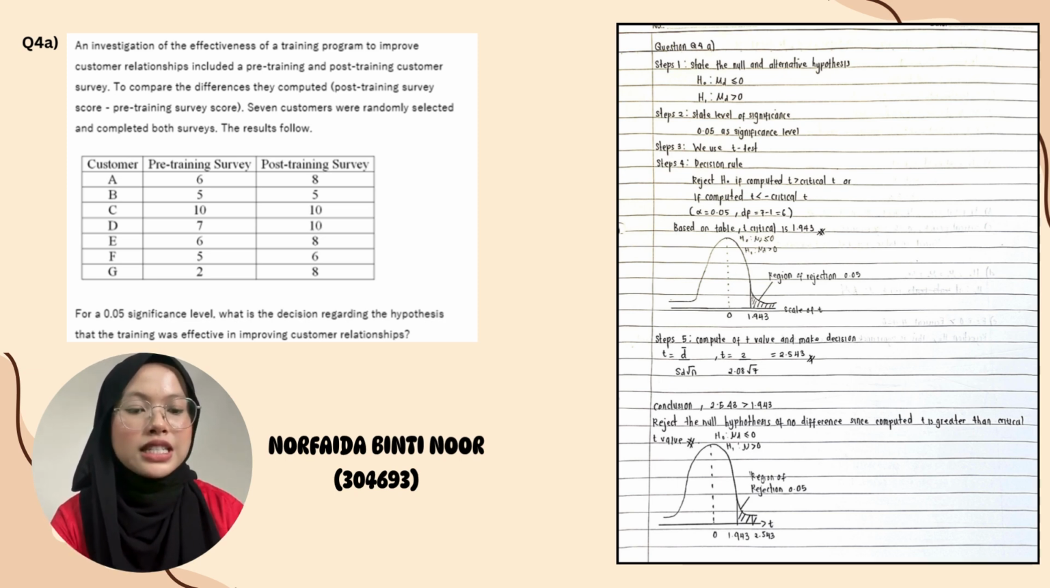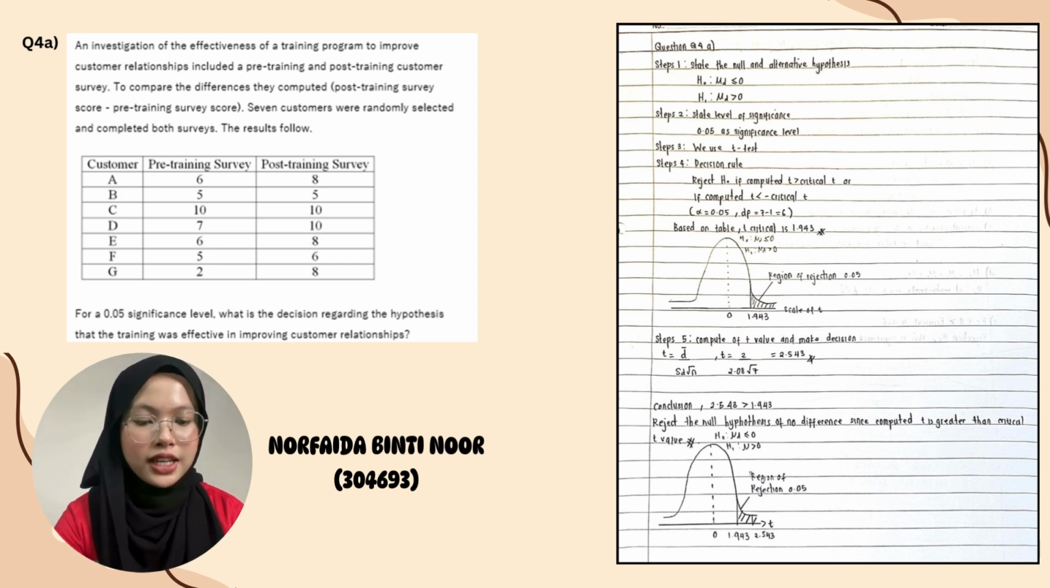For step 4, we need to state a decision rule, which is to reject the null hypothesis if computed T is higher than critical T, or if computed T is less than negative critical T. Our significance alpha is 0.05 and our degree of freedom is 6. Based on the table, our T critical is 1.943. So the region of rejection is on the right side of the graph.